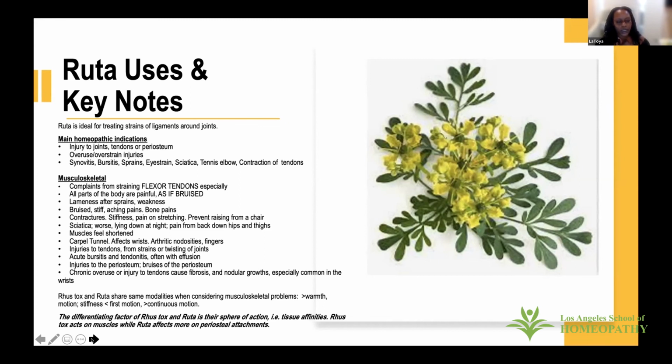When I did my research, there were a lot of comparisons between Ruta and Rhus tox because of the similarity in modalities, but the affinities are different. So Rhus tox tends to act more on the muscle and Ruta seems to act more on the periosteum, which are those ligaments, tendons, and things like that. So both can be useful. Next slide.